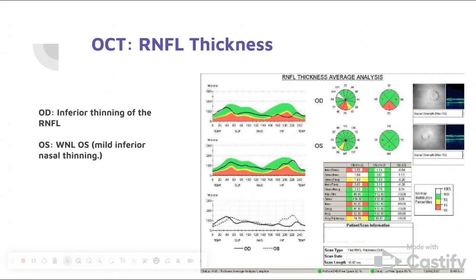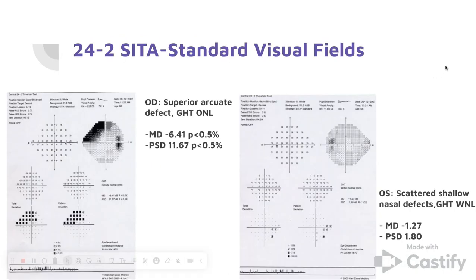If we look at her RNFL thickness maps, in the right eye we're seeing some inferior thinning of the RNFL in both the TSNIT curve and the RNFL quadrant clock hours, whereas in the left eye it's within normal limits, but we are seeing some mild inferior nasal thinning. The inferior thinning in the right eye can be seen in the visual field as the superior arcuate defect, as well as the glaucoma hemifield test being outside normal limits, which leads us to our glaucoma diagnosis. In the left eye, there are scattered shallow nasal defects, but the glaucoma hemifield test is within normal limits.